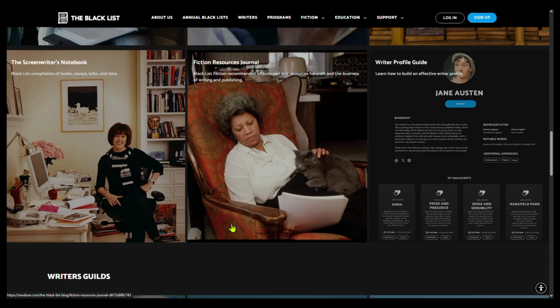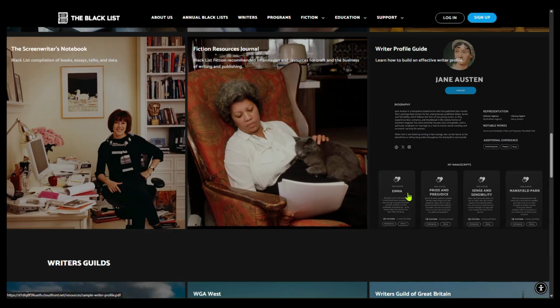And similarly, we have our Fiction Resources Journal, which functions very much the same for writers who are working in the publishing space, who are writing fiction. And then finally, we have our Writer Profile Guide. So if you want just a little more information about how to make sure that your writer profile is functioning as effectively as possible, this is a really great resource for you.